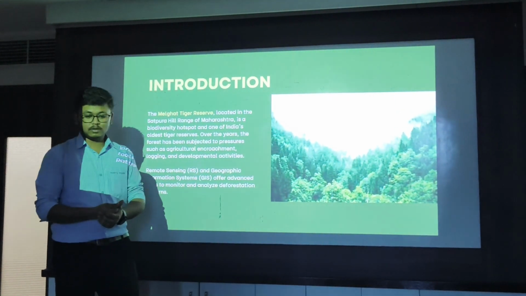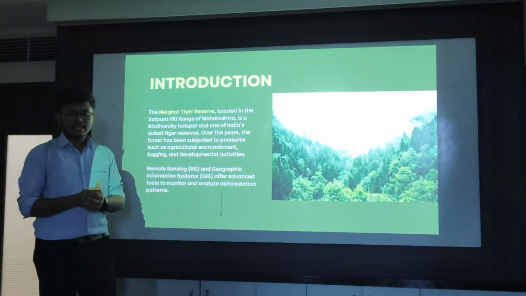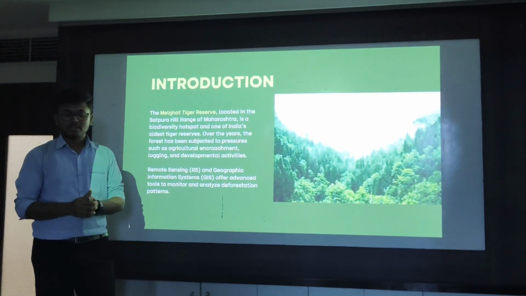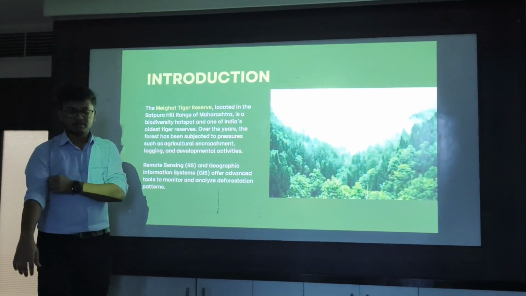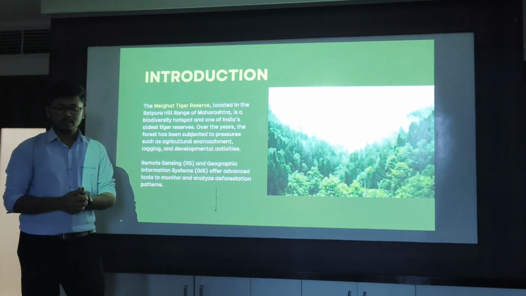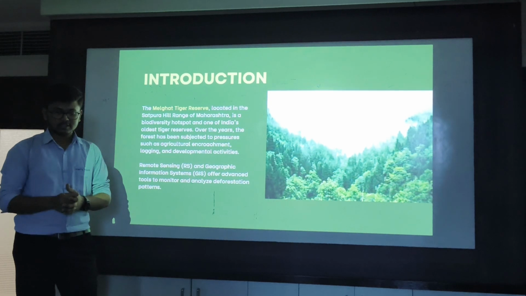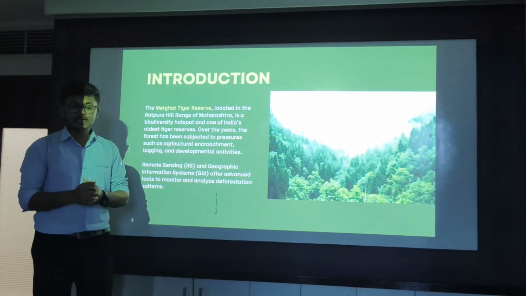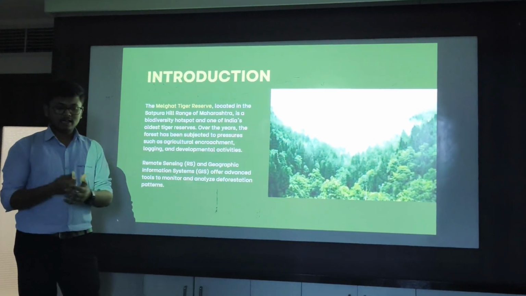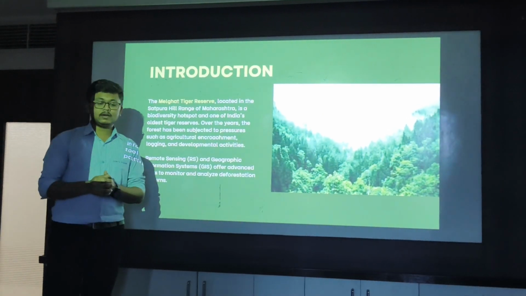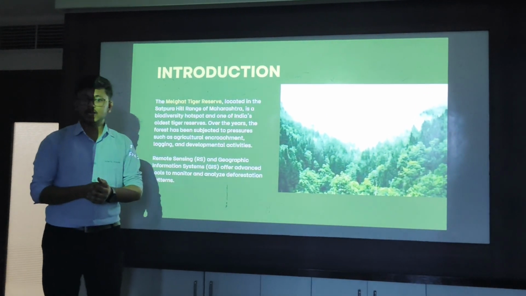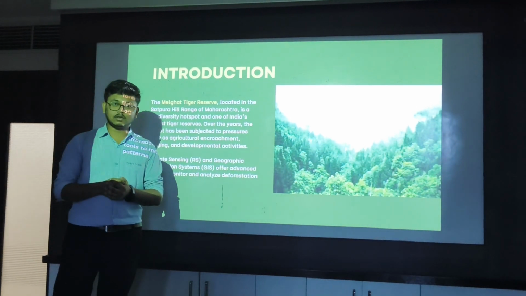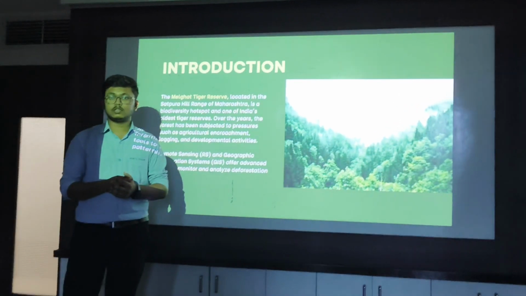Melghat Tiger Reserve is located in the Satpura hill range of Maharashtra, and it is one of India's oldest tiger reserves. It is a biodiversity hotspot, which is home to tigers, leopards, sloth bears, and many other rare species. However, over the past decades, this area has faced pressures from agriculture encroachment, illegal logging, and development. So how can we use remote sensing and GIS to understand the patterns and changes which have happened over the last decade in the forest area.